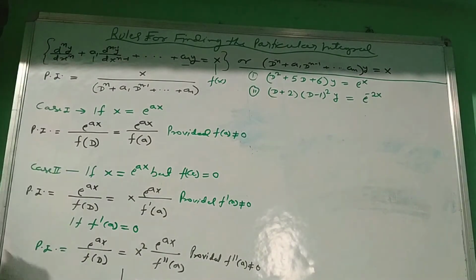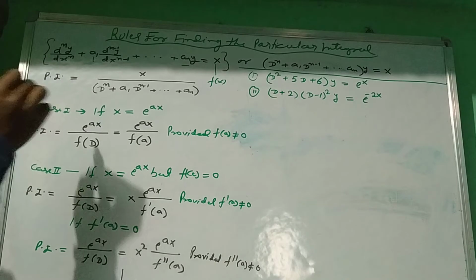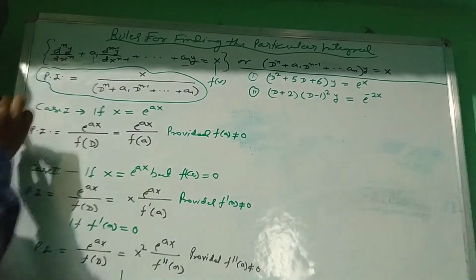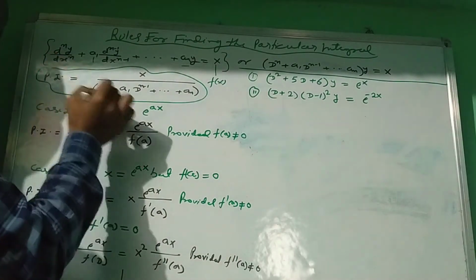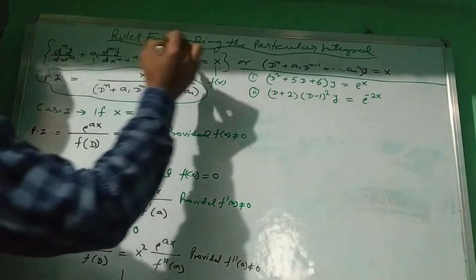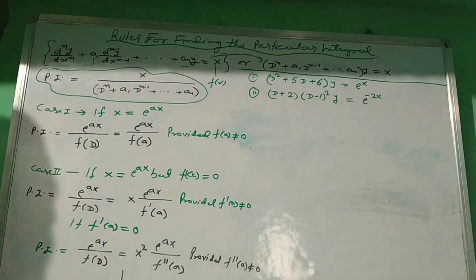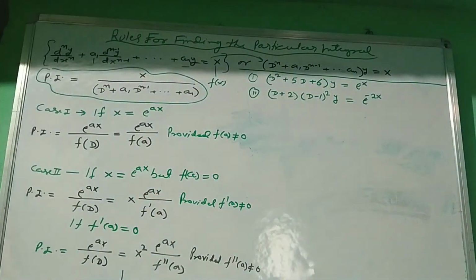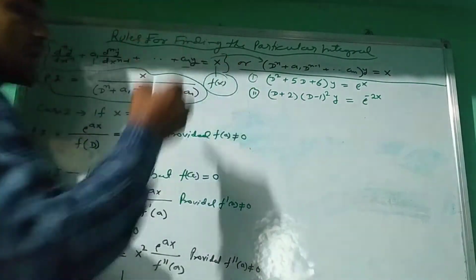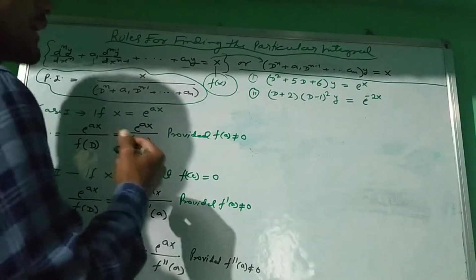Now the particular integral of this type of differential equation, we can calculate using the rule PI equal to X upon d to the power n plus a1 d to the power n minus 1 and so on. Because we can write this equation in the form d to the power n plus a1 d to the power n minus 1 plus dot dot so on, plus an, y equal to X. Now, according to the behavior of this function, we have many cases for calculating the particular integral.